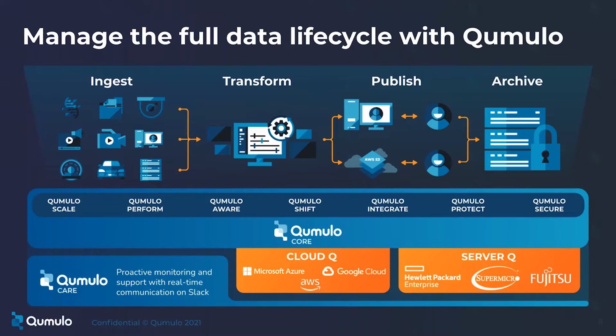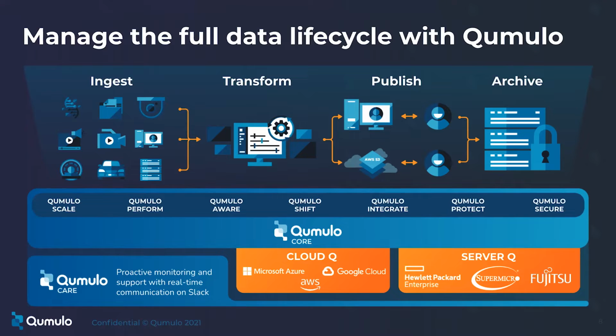Within the Qumulo file data platform, at its heart is Qumulo Core. That's the name of our software, our file system that runs everywhere and runs uniformly. So what your experience on premises on an HPE server will be the same as your experience in AWS running on a series of instances. At the heart of Qumulo Core are 7 data services.